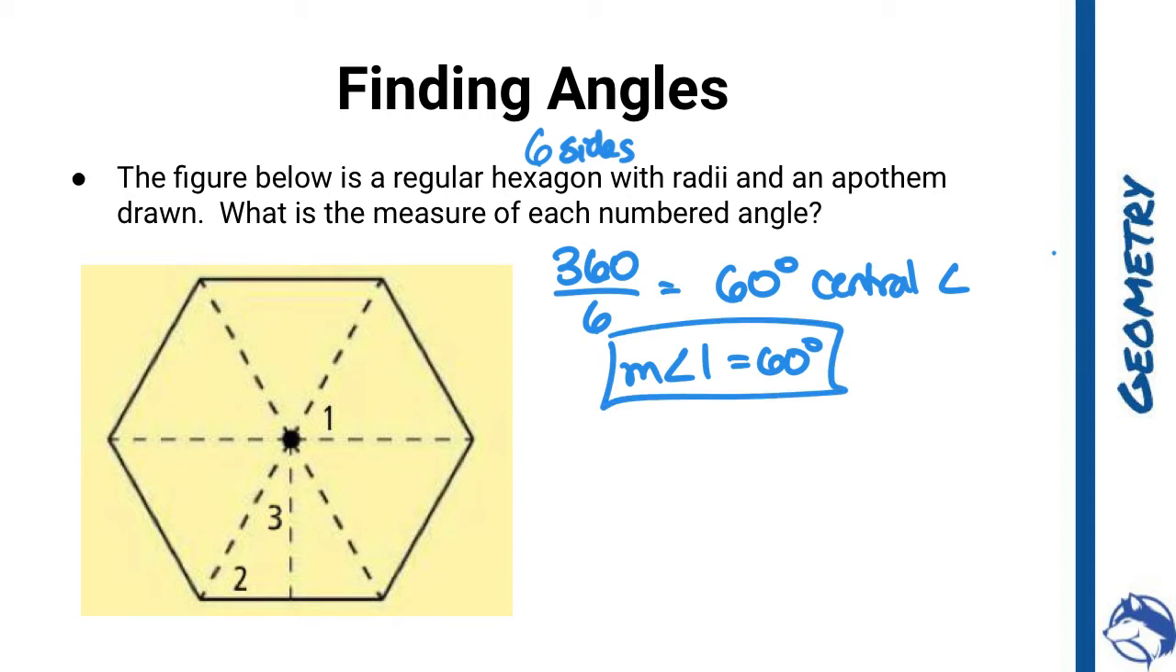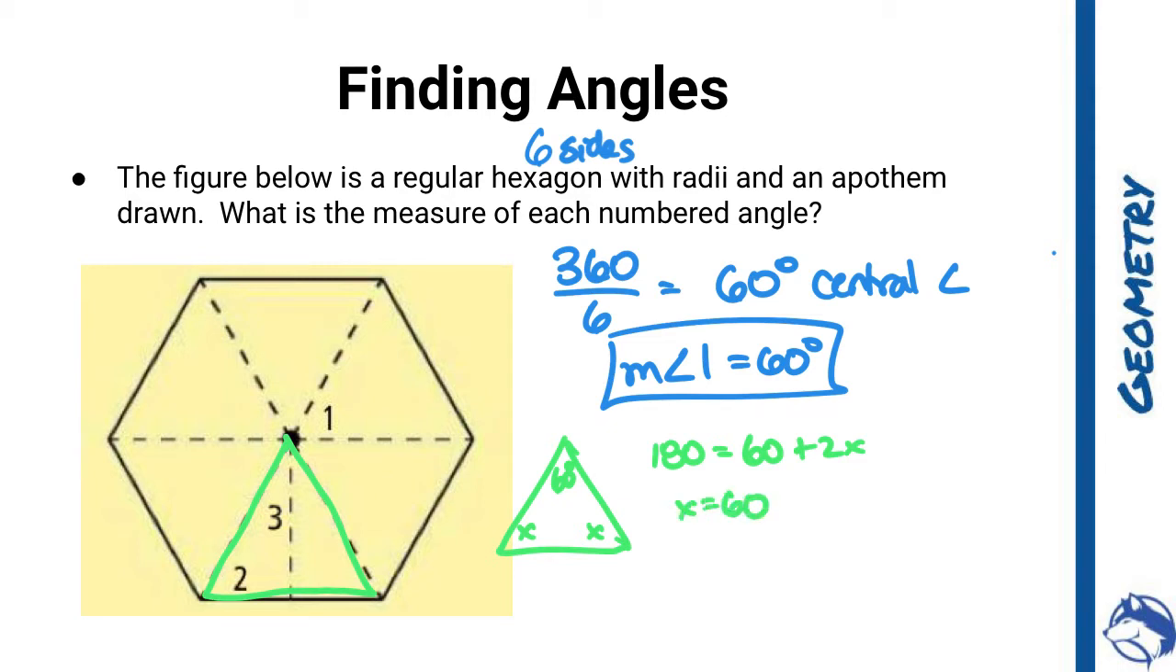So now what I want to do is find, and I'm going to redraw this triangle right there. So that triangle, if I draw it right here, well, I know that this is 60 degrees because it's a central angle, and these are going to end up being the exact same measure. So what I can use is the interior angle sum theorem to find out the measure of the other ones. And what we're going to find is that x is going to be equal to 60, and so that was the measure of angle 2.